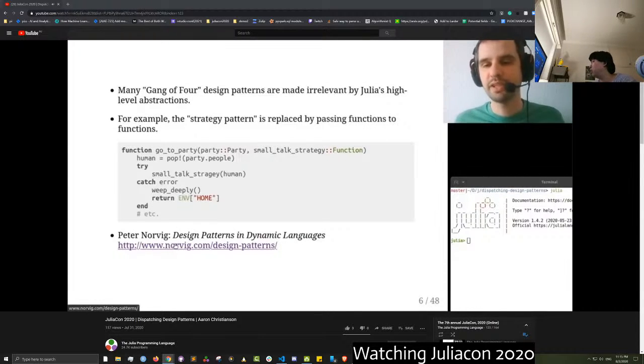If you want more examples of how some of the classic design patterns are kind of superseded in dynamic languages, Peter Norvig has a talk from 1996 called Design Patterns in Dynamic Languages, which goes over sort of stuff like this, how these design patterns are really replaced by language features in higher level languages. And he also has some more design patterns that emerge in dynamically typed languages.